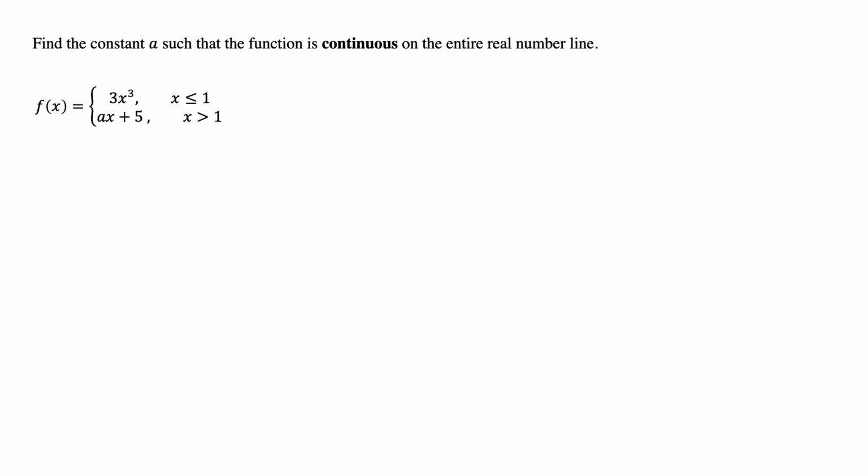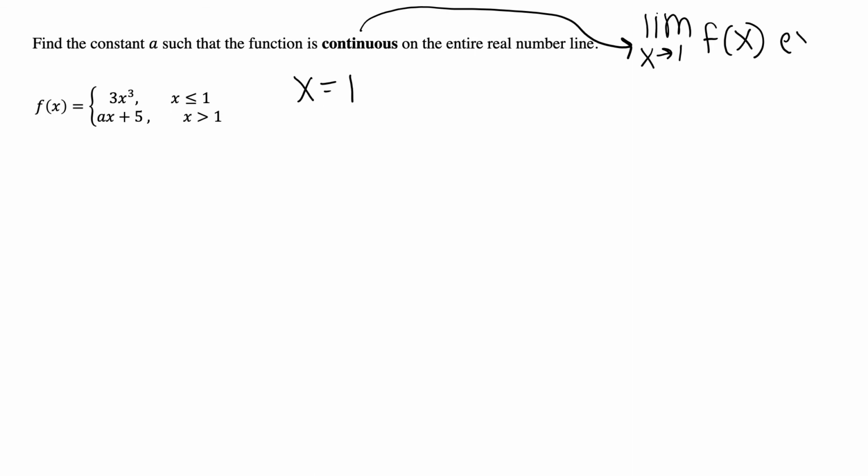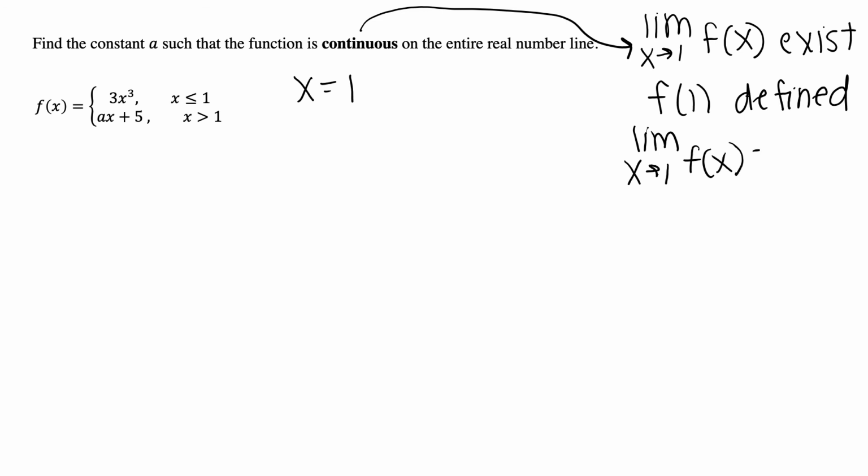Just looking at the piecewise function, we can see that our possible discontinuity, the place where our function is going to possibly have a jump or a gap of some sort, would happen at x equals 1. So we need to make sure to fill in an a value that's going to make this function continuous at x equals 1. Remember, to be continuous at x equals 1, the limit as x approaches 1 of this function needs to exist. f of 1 needs to be defined. And the limit as x approaches 1 of this function needs to be equal to f of 1.